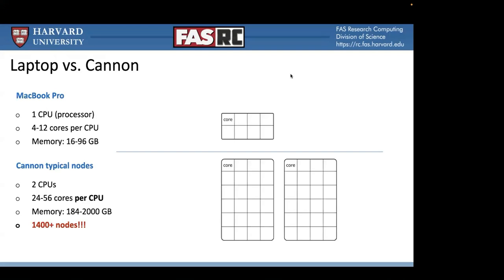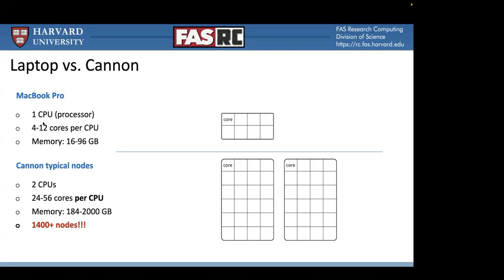As a comparison for scale, I'm sitting on a MacBook Pro right now, and we'll get into what some of these words exactly mean in a little bit. Let me have a little glossary slide. But on my MacBook Pro, I've got one CPU. And a CPU is basically the brain of your computer.